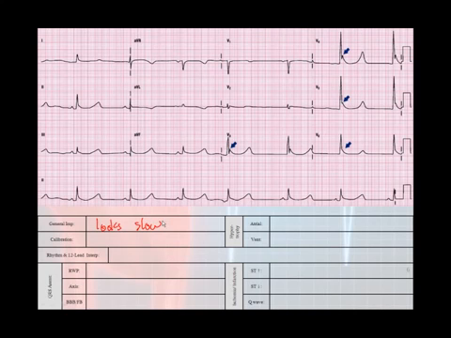And if you also are really good at this, you might actually see that there might be some ugly morphologies in there, but we'll get to that stuff later. Here comes the next 12-lead.